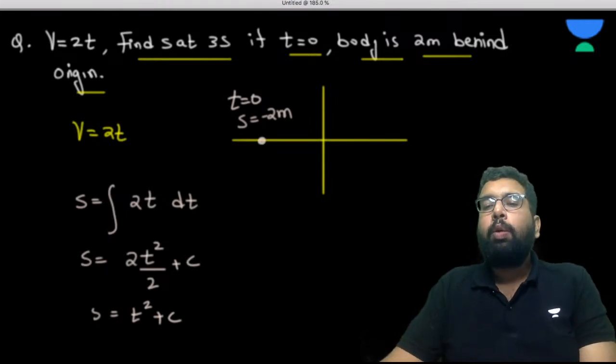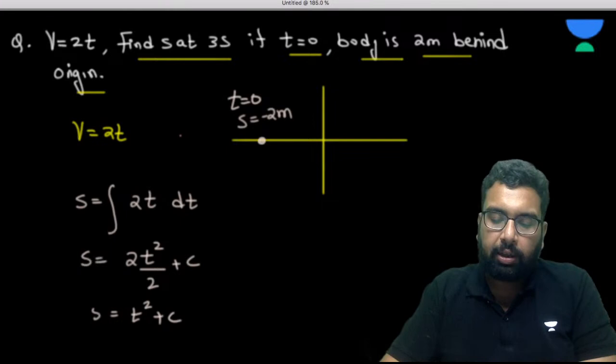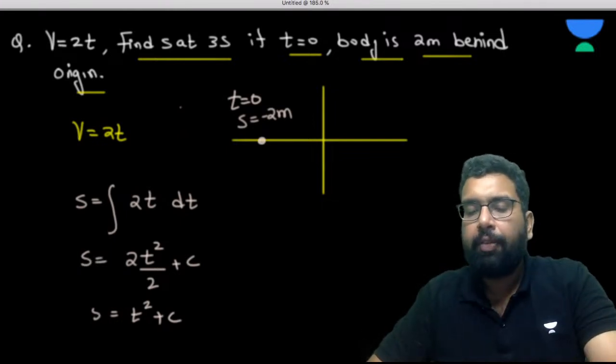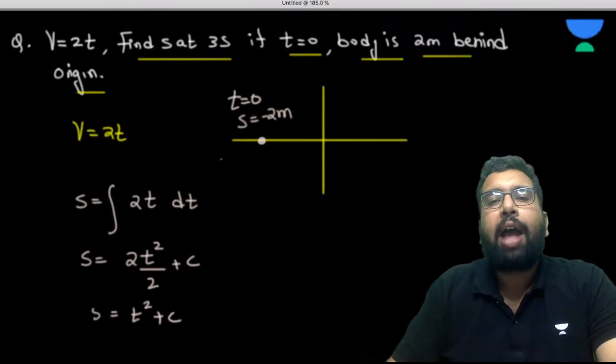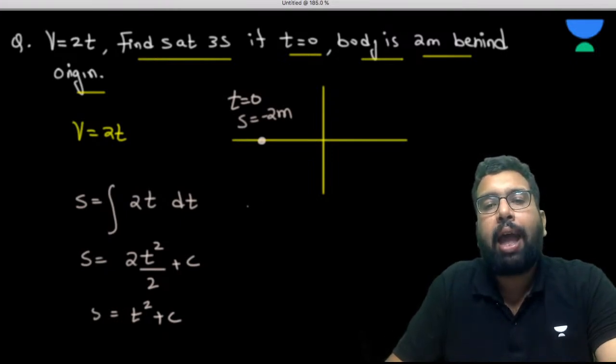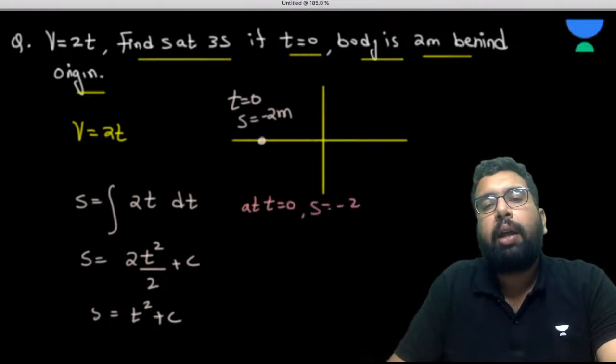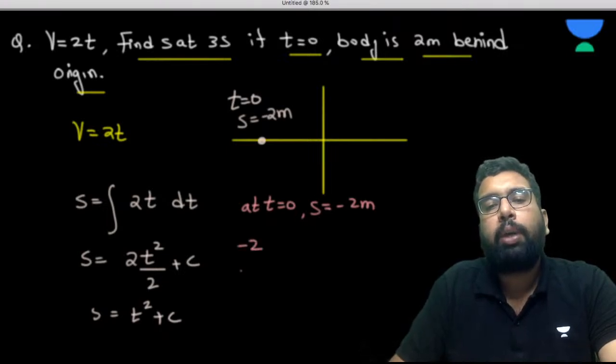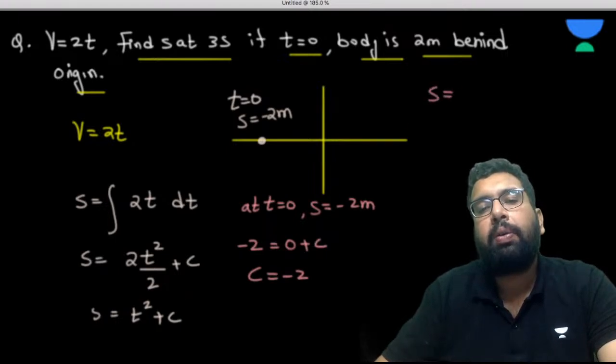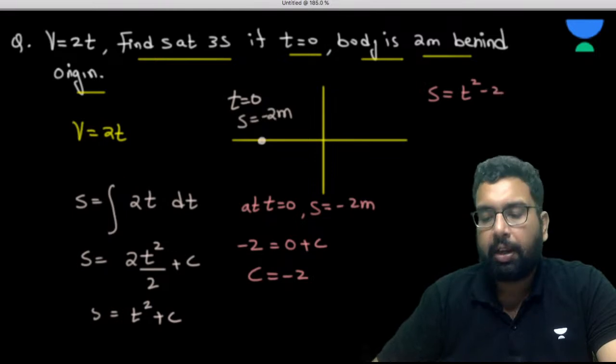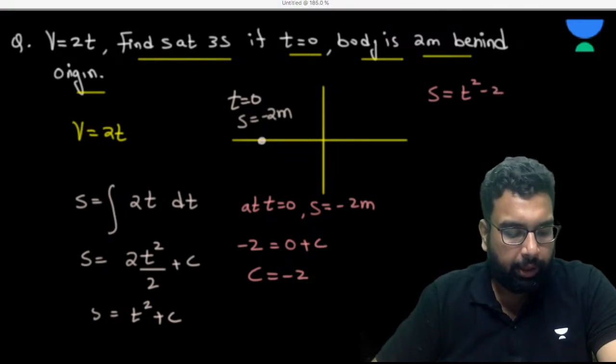Very well, sir. Now, in order to find the displacement at 3 seconds, we definitely want the value of c. So how can we get the value of c? At t is equal to 0, the body is 2 meter behind, that is, displacement is equal to minus 2 meter. So can we put it here? Yes. If we put s is equal to minus 2, t is equal to 0, we get c is equal to minus 2. So we can write s is equal to t square minus 2.